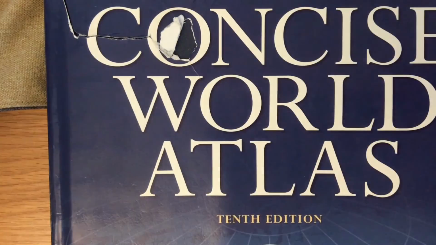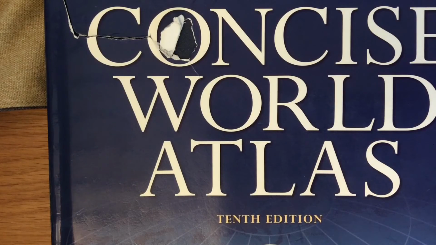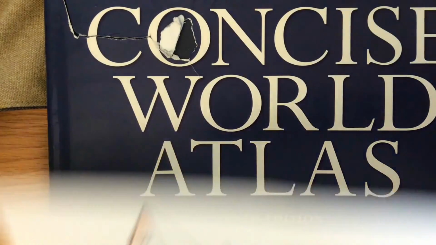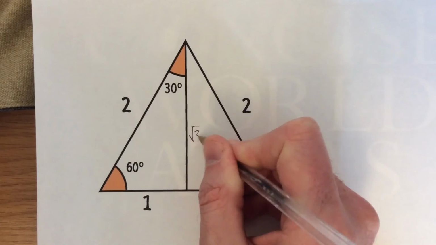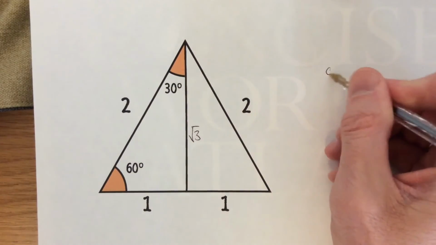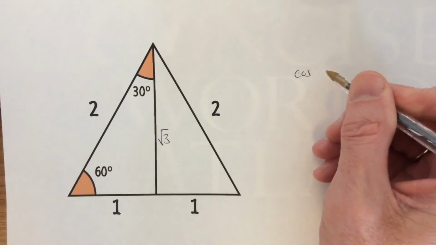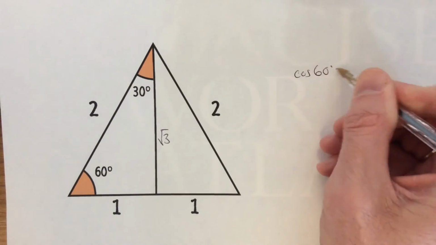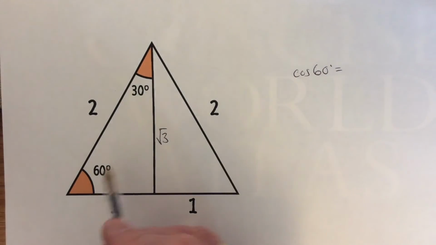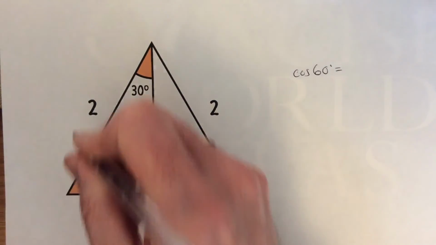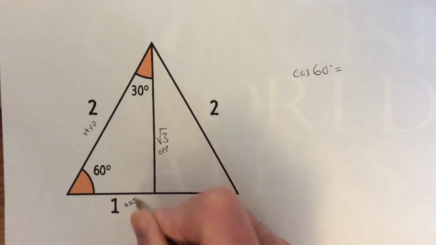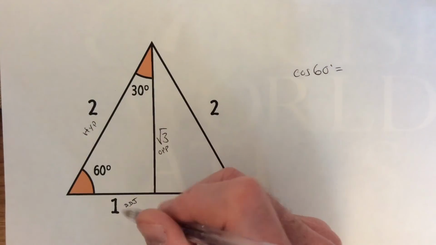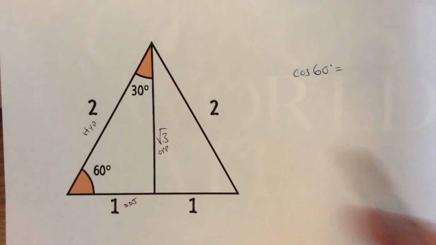And also, got the cosine one. Alright, it's the same triangle, so here we go. So we know from before that is root 3, and we will do cosine 60 degrees. So opposite, that's the hypotenuse, adjacent. Cosine is adjacent over hypotenuse, that's 1/2.